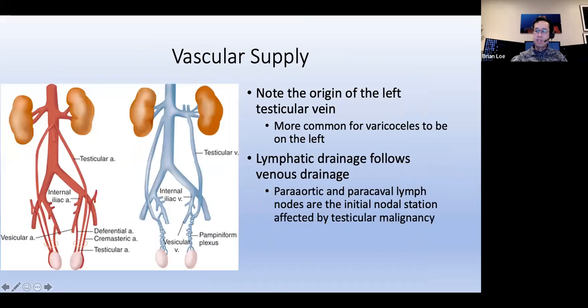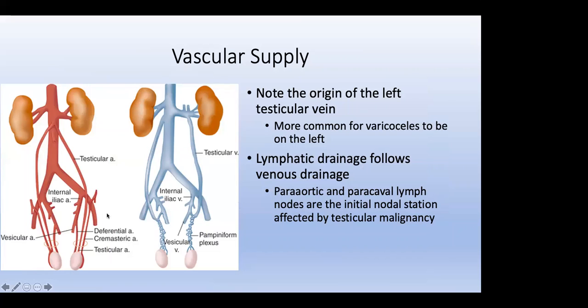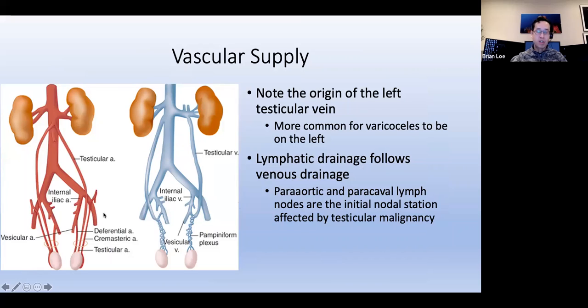Okay, so the vascular supply. Just note that the testicular artery is not derived from the internal iliac artery. It comes straight off of the aorta. What you also need to note here is that the venous drainage is different between the left and right, in that on the right side the testicular vein drains directly into the IVC, whereas the left testicular vein actually drains into the left renal vein before drainage into the IVC.